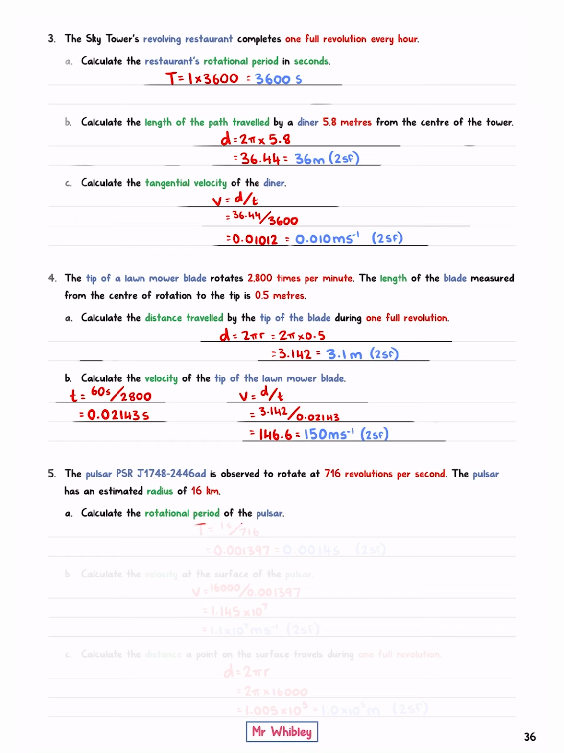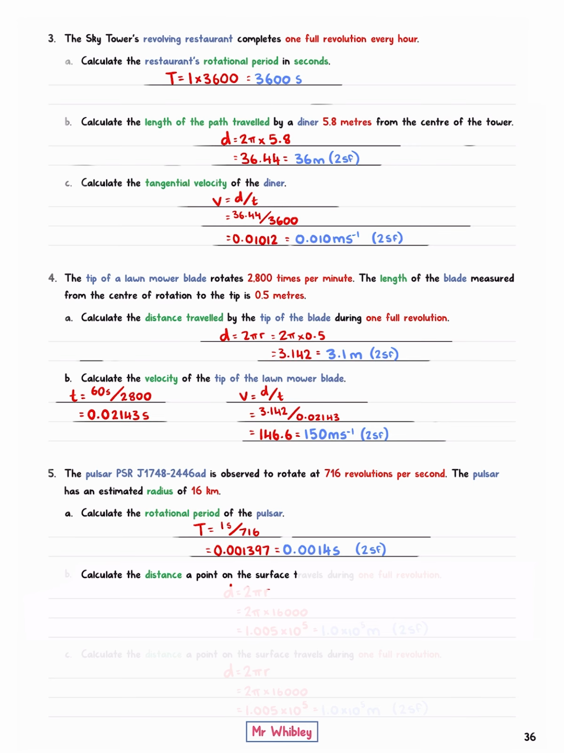We know that in 1 second we have 716 revolutions, so to find our period, we divide 1 second into 716, which gives us 0.001397, or 0.0014 seconds to two significant figures. Calculate the distance a point on the surface travels during one full revolution. For this, we need to find the circumference, which is 2 pi r. Putting our radius in gives me 1.005 times 10 to the 5, or 1.0 times 10 to the 5 meters to two significant figures.